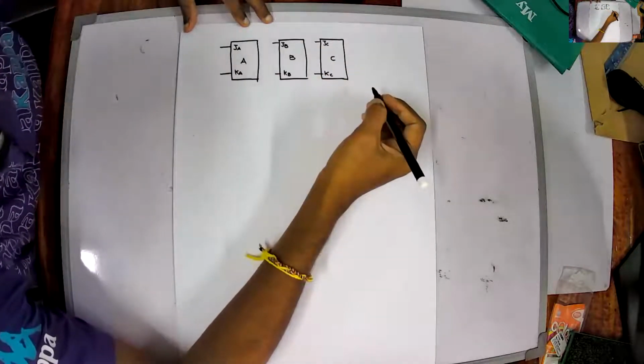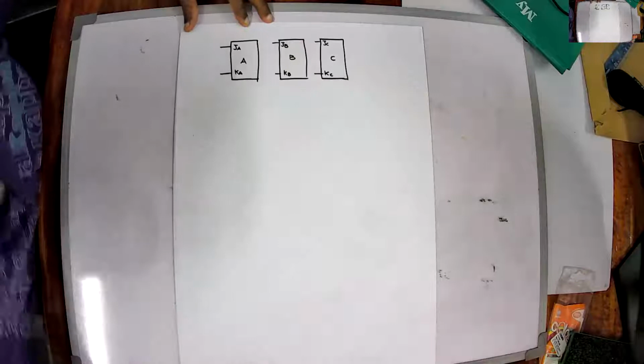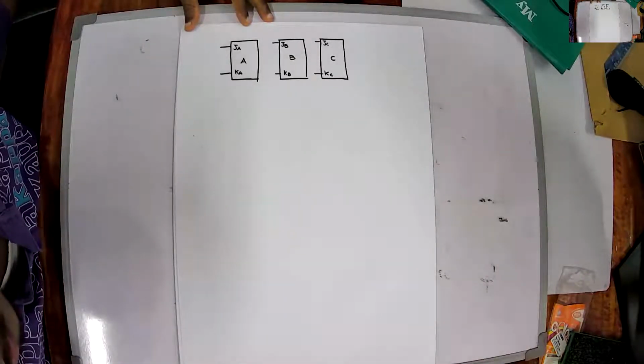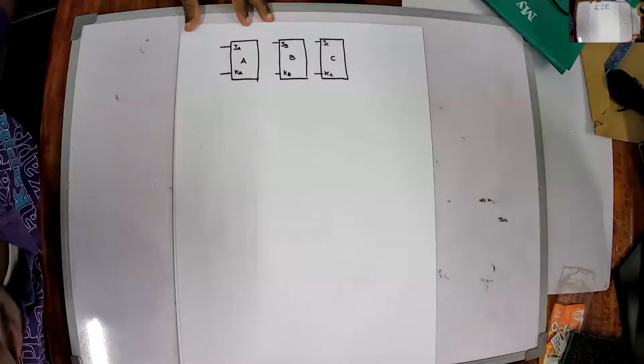Can you see the letters? Can you see my handwriting? Any problems? Can you send a message on chat? You can see it clearly, right?